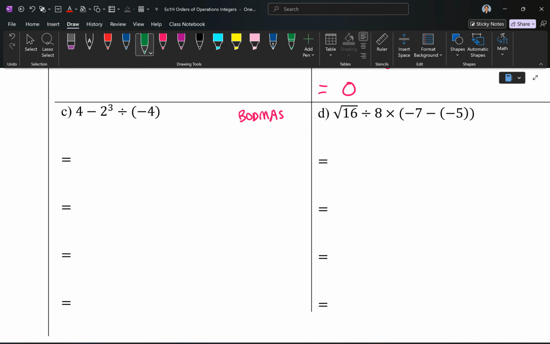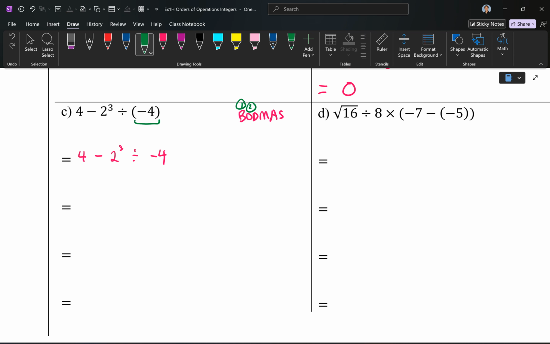The brackets, very good. So brackets is meant to be first, and in this case, I do have brackets. But what's inside the brackets? It's just a -4. So what I'm trying to get you to practice is to rewrite that line again. It's 4 minus 2 cubed divided by, well, inside the brackets is just a -4. So you can see I've dealt with the brackets. That's number one. Number two is check for any indices.